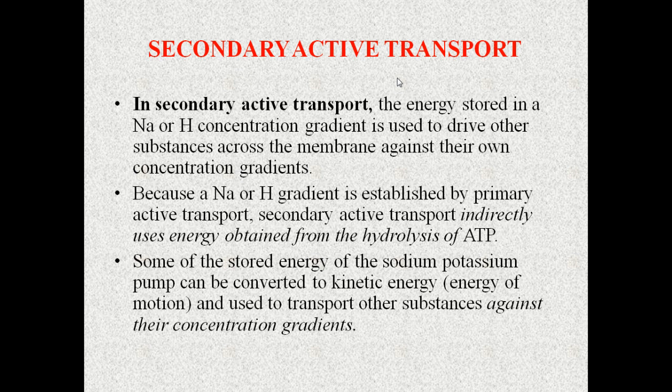This energy is used to drive other substances, not the sodium and the potassium, other substances across the plasma membrane against the concentration gradient. Okay, so ATP ல இருக்கிற எனர்ஜி யூஸ் ஆகுது, அதே மாதிரி sodium or hydrogen gradient across the plasma membrane ல இருக்கிற எனர்ஜி யூஸ் ஆகுது. So because the sodium or hydrogen gradient is established by primary active transport. So இந்த gradient எப்படி மெயின்டைன் ஆகுது, எப்படி எஸ்டாப்ளிஷ் ஆயிருக்குன்னா because of the primary active transport. Okay, because of the sodium potassium pump-னால symport and the antiport-னால இந்த மாதிரி மெயின்டைன் ஆகுது.